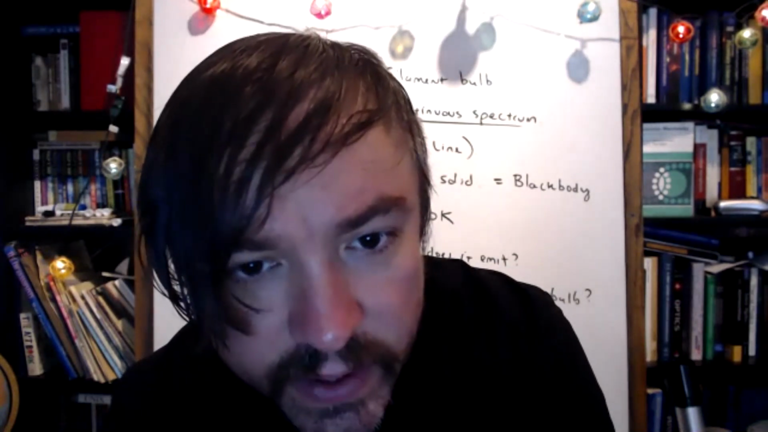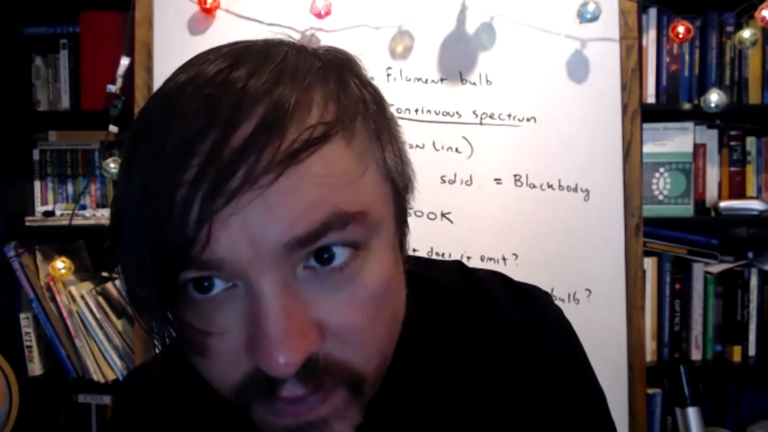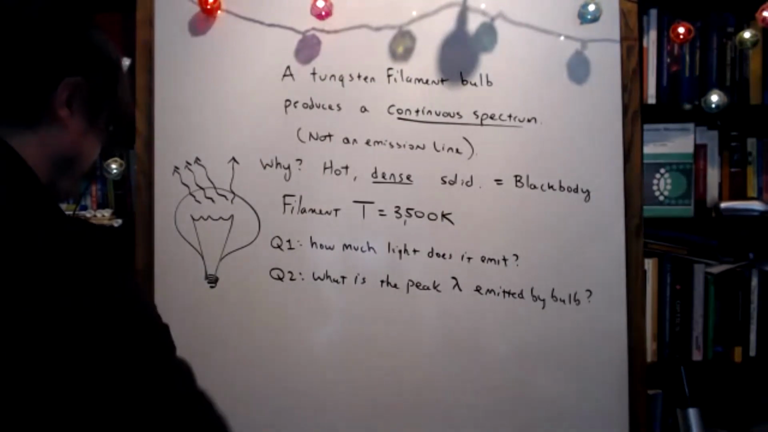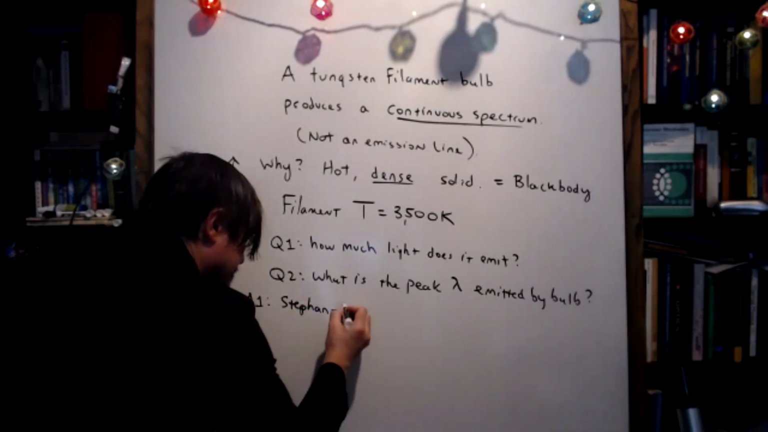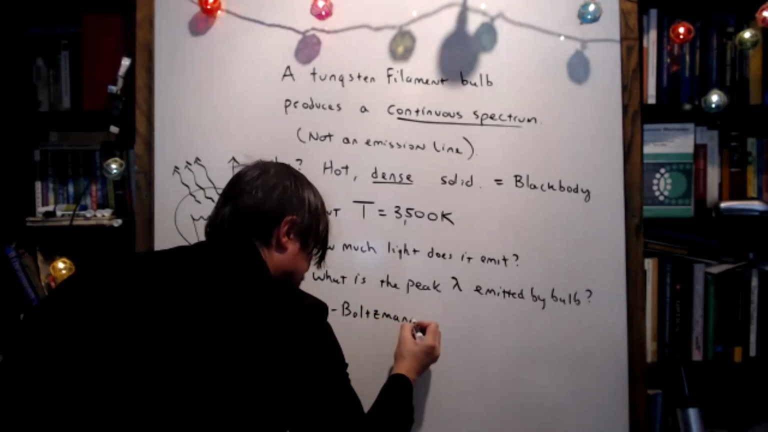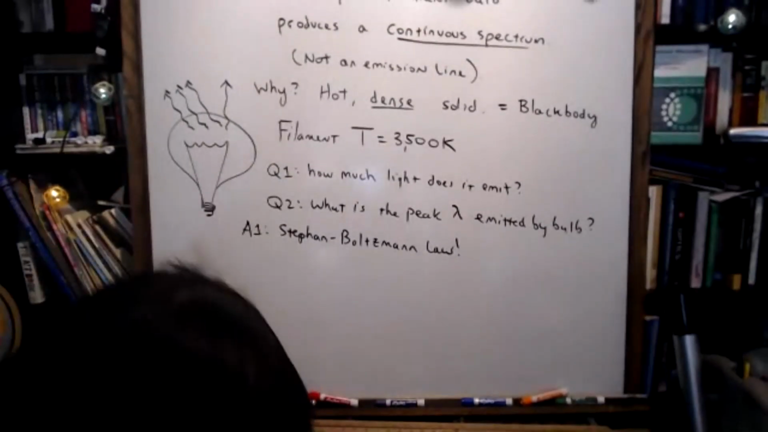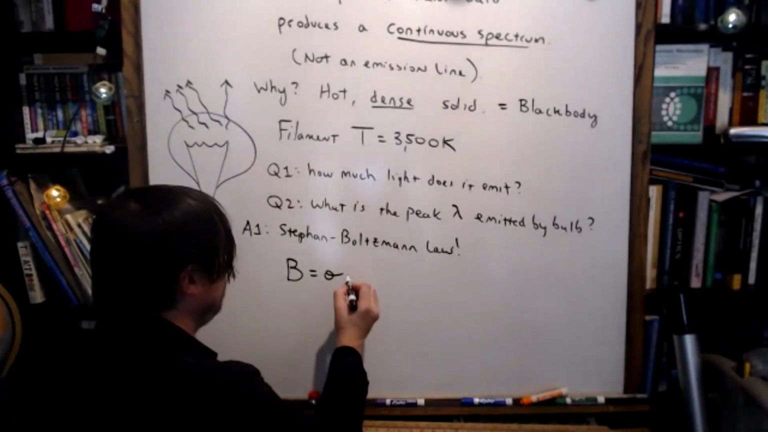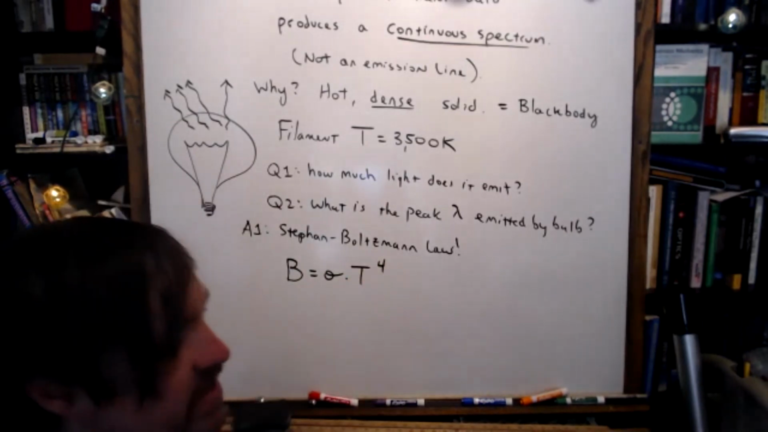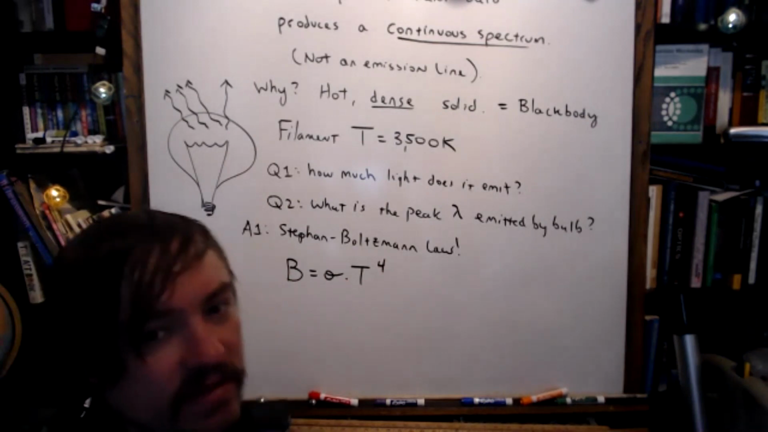Not Wien's law, Gianna. It's not the Boltzmann law, Cameron, but the Stefan-Boltzmann law. What does the Stefan-Boltzmann law say? The Stefan-Boltzmann law tells us that the brightness of a black body is equal to sigma times temperature to the fourth, where sigma is the Stefan-Boltzmann constant.